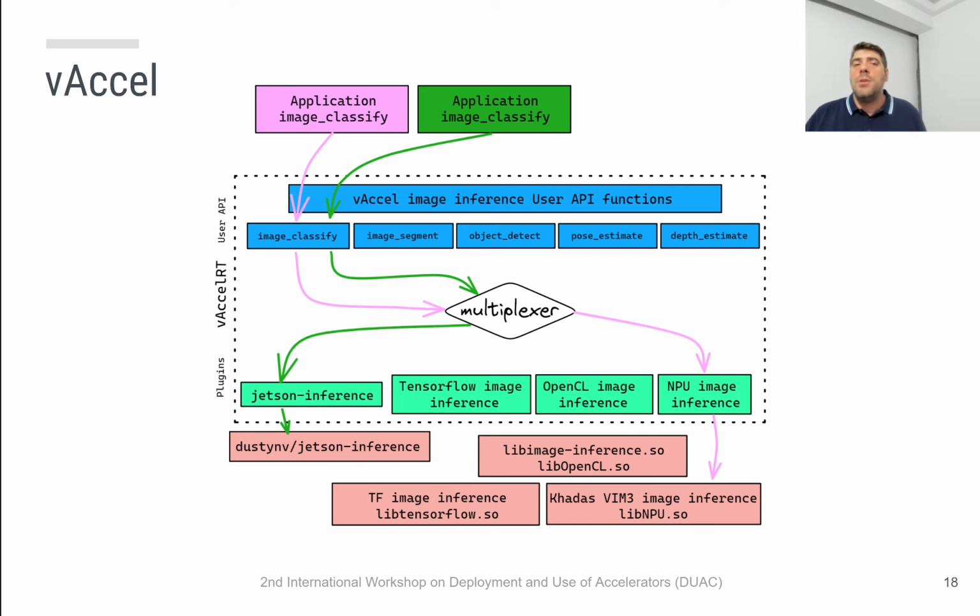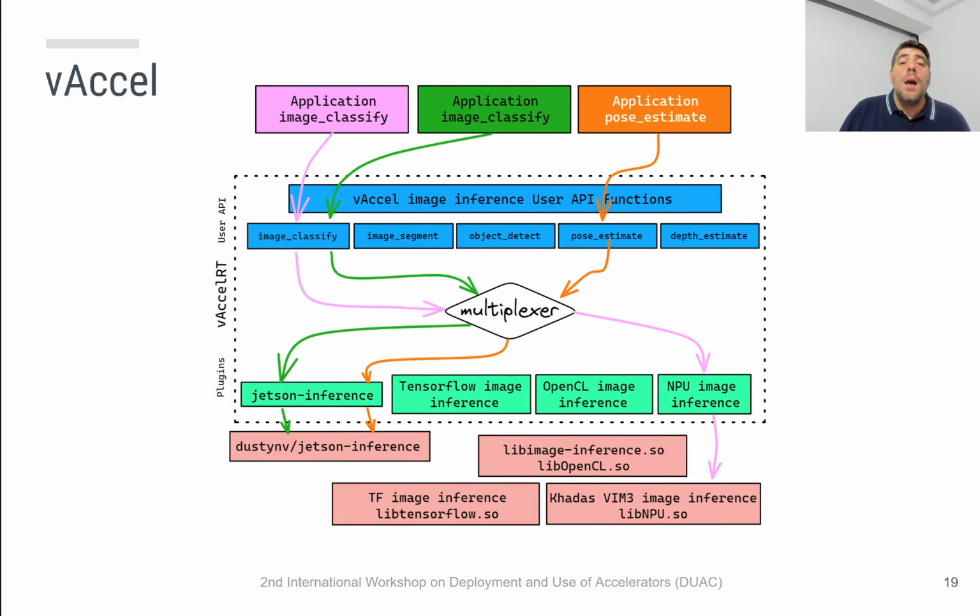So the same application binary, VAccel image classify, through the multiplexer and by defining a different plugin, the NPU inference plugin, can be executed on the AM Logic chip. And of course, there's compatibility between architectures. So the same application binary can be executed, provided the relevant hardware implementation honors the API call and the definition of the function. Another example is to use another API called pose estimate, which is implemented from the JSON inference plugin and the JSON inference framework.